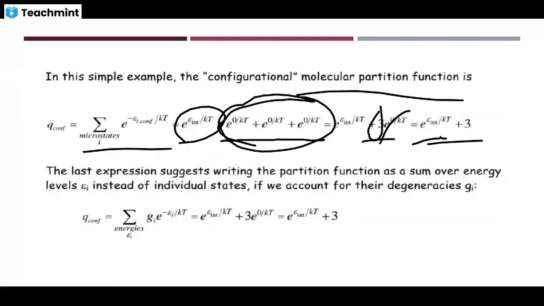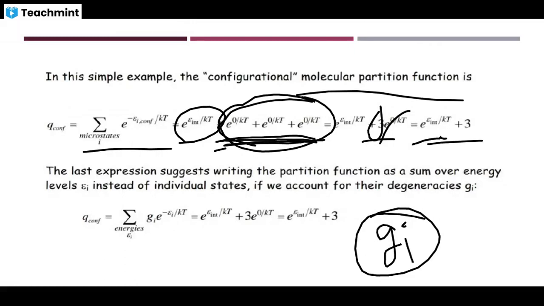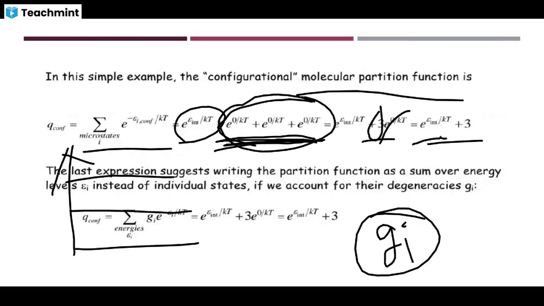So that is the degeneracy g i, the number of states with the same energy. Here 3 states have the same energy. So you should know the difference between state and energy. If you take this as the energy and this as the energy level, so first energy level, second energy level, third energy level, like that. The first energy level degeneracy is 0.